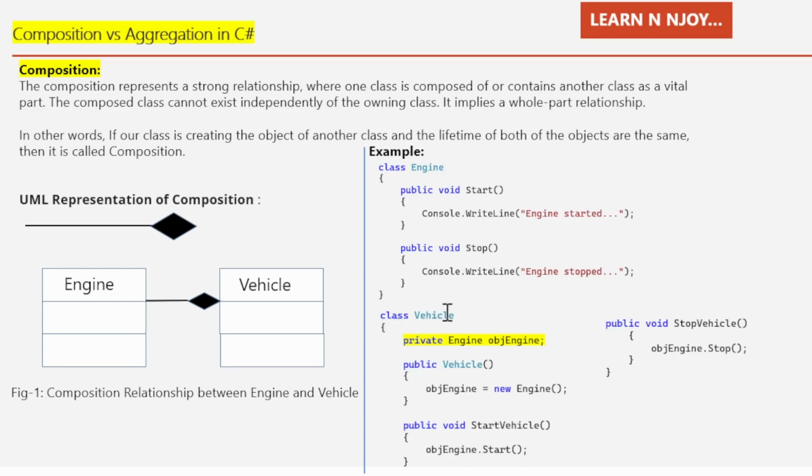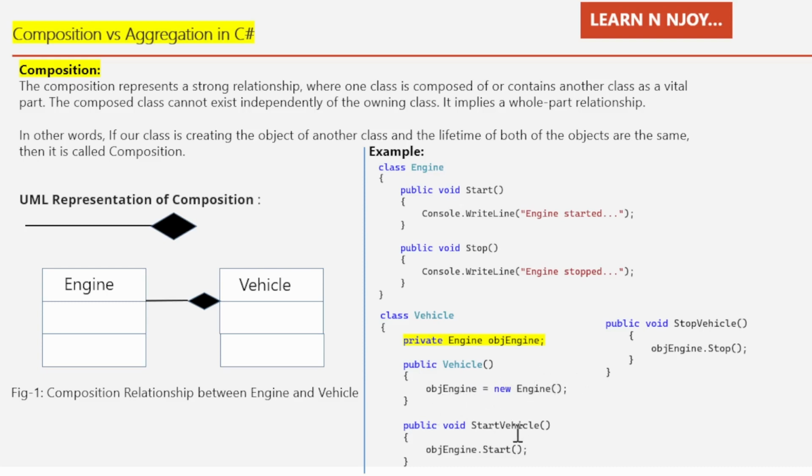Now there is another class named vehicle that owns an instance of the engine class. That's what I have written, private engine obj engine. Notice I have marked it with the private access modifier. Vehicle class basically is going to own this engine. Now there is a constructor vehicle where we are instantiating this engine class, and that's what I have written, obj engine is equal to new engine.